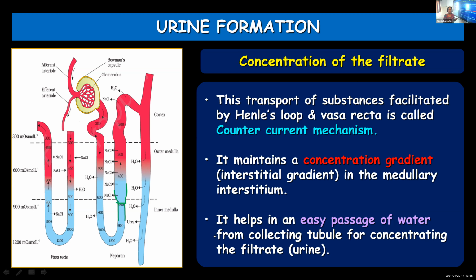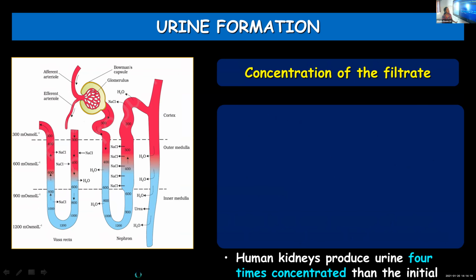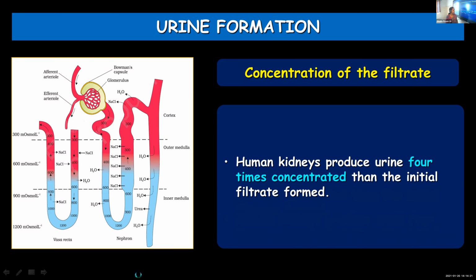So all the water that is necessary for your body will be reabsorbed, and the urine, or glomerular filtrate, will get concentrated. And that is how the 180 liters of glomerular filtrate produced per day is reduced to 1 to 1.5 liters of urine. Human kidneys produce urine 4 times more concentrated than the initial filtrate formed.